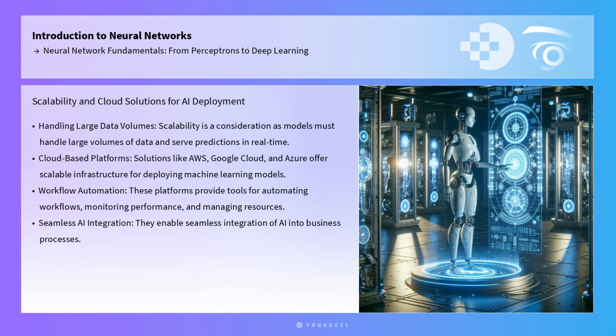Scalability is another consideration, as models must handle large volumes of data and serve predictions in real time. Cloud-based solutions such as Amazon Web Services, Google Cloud Platform, and Microsoft Azure offer scalable infrastructure and services for deploying machine learning models. These platforms provide tools for automating workflows, monitoring performance, and managing resources, enabling seamless integration of AI into business processes.